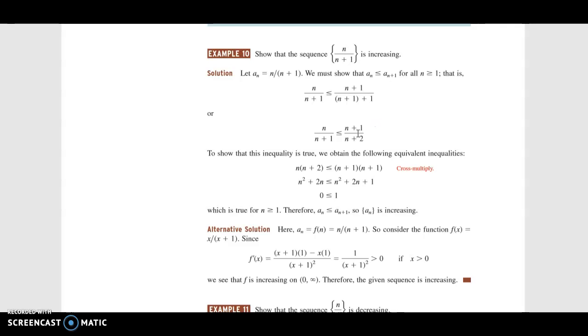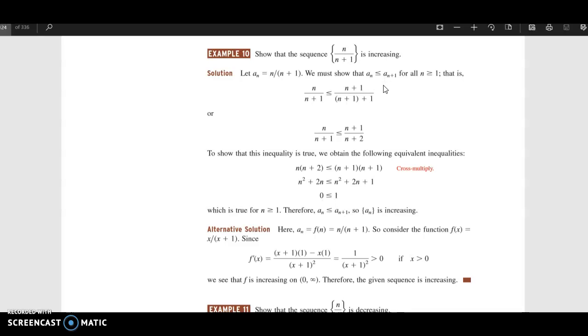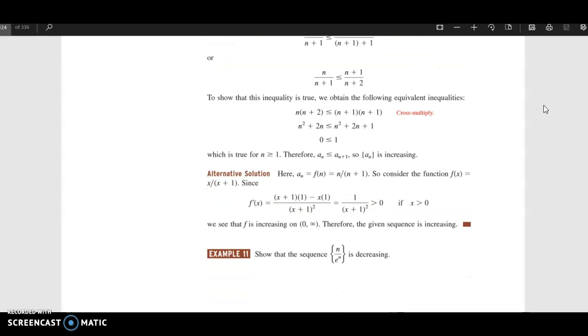If this is happening, if a_n is less than or equal to a_(n+1), this reduces to 0 less than or equal to 1. So the assumption is right, and a_n is always less than or equal to a_(n+1). In another way, I think we can do it; look at the next problem.